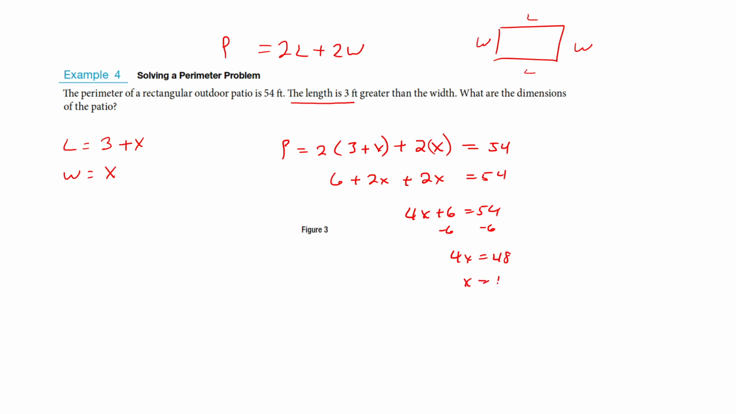Dividing both sides by 4, so x is 12. Now we aren't done. They want the dimensions, so back to my dictionary. x is 12. The length is 3 plus 12, which is 15. So my dimensions are 12 by 15.